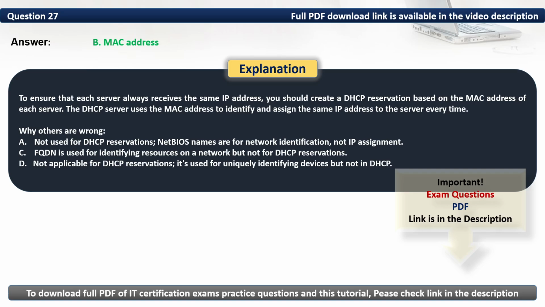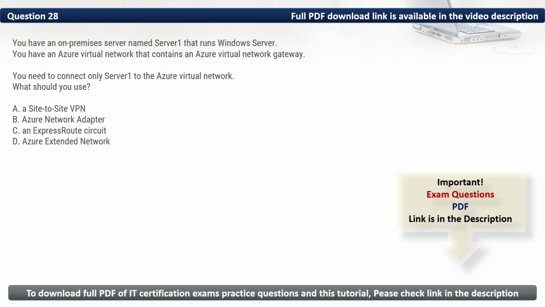Question 28. You have an on-premises server named Server 1 that runs Windows Server. You have an Azure Virtual Network that contains an Azure Virtual Network Gateway. You need to connect only Server 1 to the Azure Virtual Network. What should you use? Firstly, let's eliminate the incorrect options.